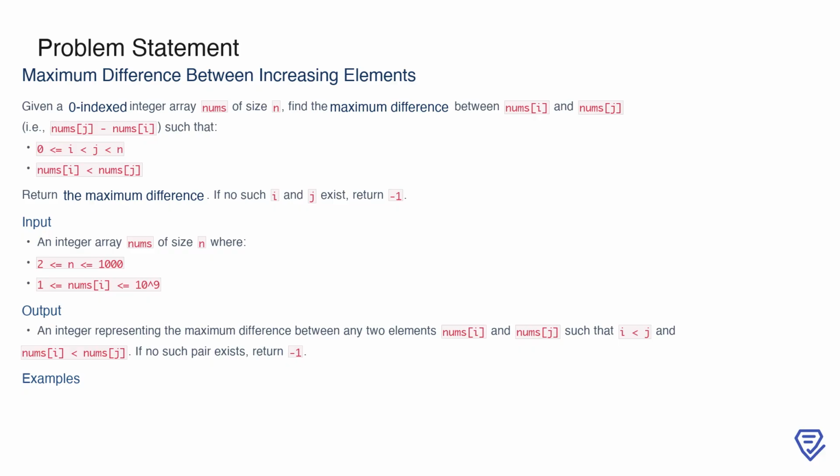If no such pair exists, meaning there is no valid combination of i and j that satisfies these conditions, we return -1. The input constraints specify that the size of the array n is between 2 and 1000, and each element in the array can range from 1 to 1 billion. The output will be a single integer representing the maximum difference, or -1 if no valid pair is found.